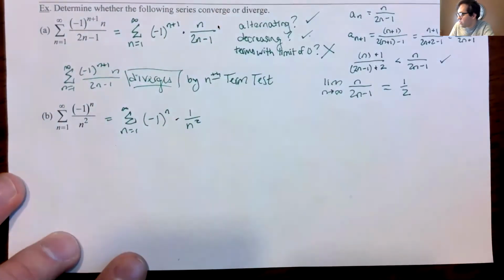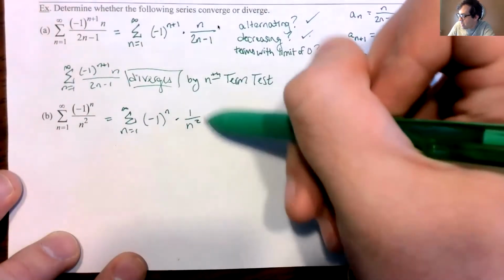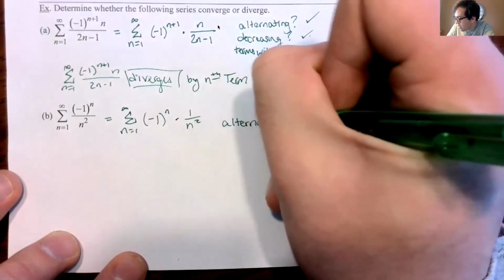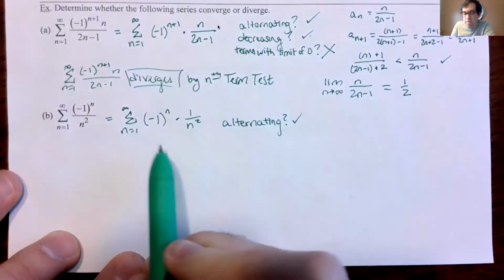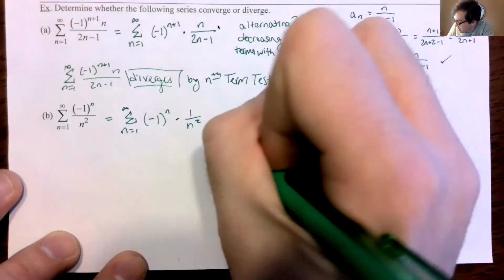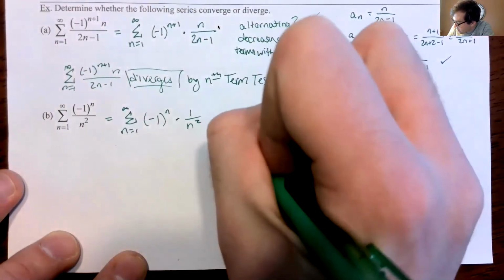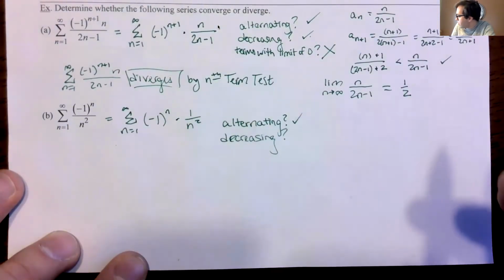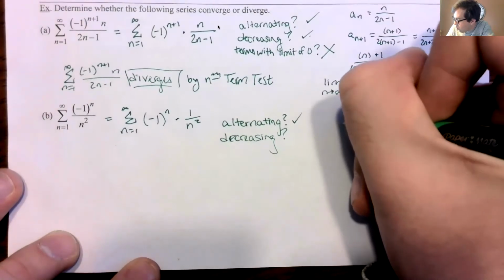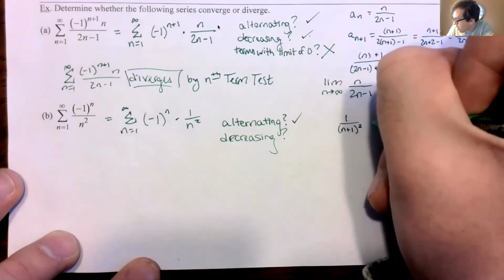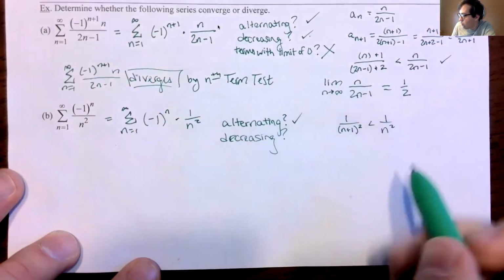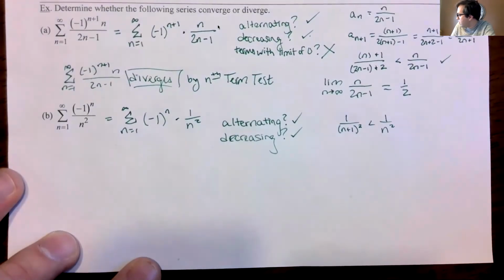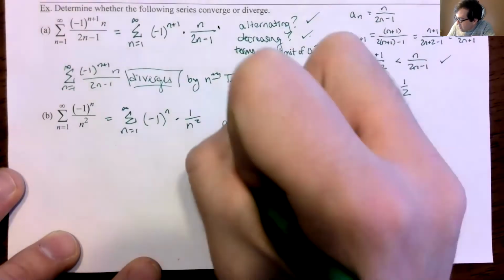All right, so this time we're looking at a magnitude of 1 over n squared. So I want to know, is this alternating? Well, I can already tell it is based off the fact that we have -1 to the n. Is it decreasing over time? Are the magnitudes decreasing? If I wanted, I could compare 1 over n plus 1 squared, and that's pretty clearly less than 1 over n squared because the denominator is bigger. So that's definitely decreasing. And do we have a limit of 0?